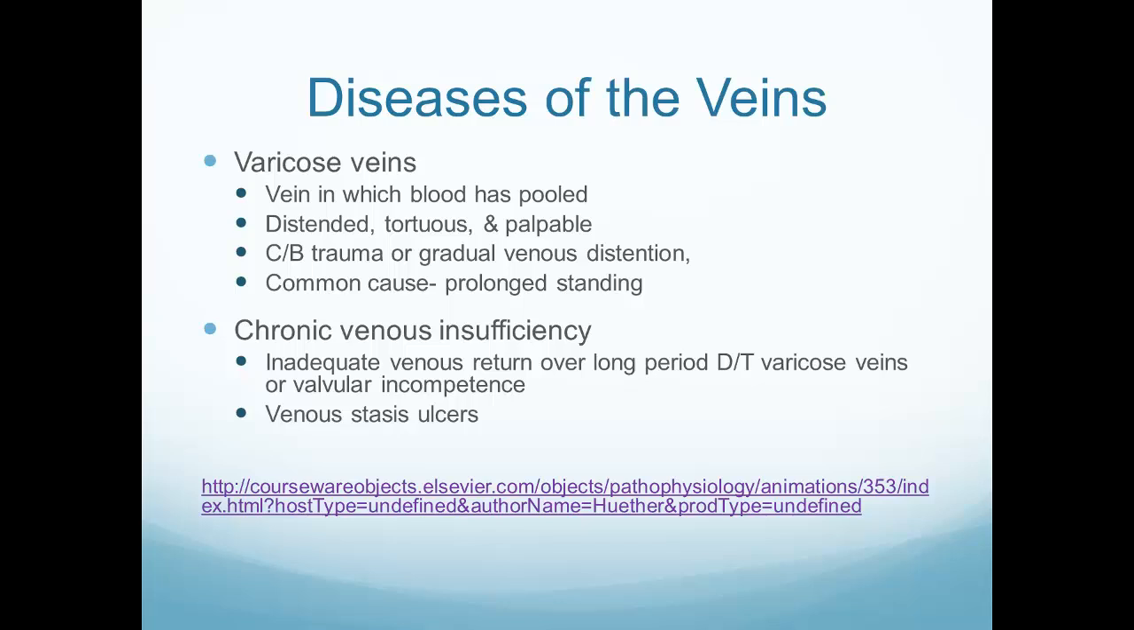Another common problem that we see with the veins is chronic venous insufficiency. This is a situation where we have inadequate venous return over a long period of time, and it's probably due in most cases to varicose veins, but can also be because we just have valvular incompetence and we're not getting that blood back up to the heart. So the venous blood is sitting there in that extremity, and this can cause the patient to develop venous stasis ulcers.